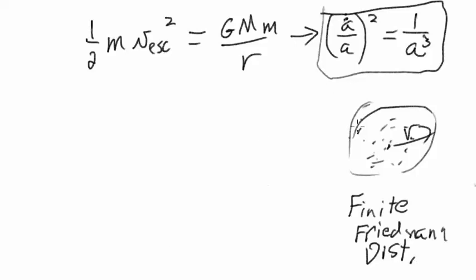And with that finite Friedmann distribution, we can assign a scale factor to it. We can say that for any individual particle in that distribution, the distance to that particle is going to be a of t times its velocity. It's actually going to be its velocity times time.